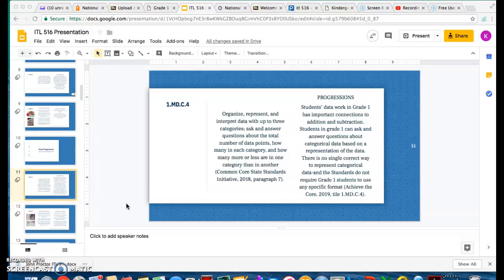This builds from the previous standard that we discussed, where children were able to classify objects into given categories and count the number in each category. Some vocabulary that is essential for students to learn in this standard includes data, bar graph, and category.